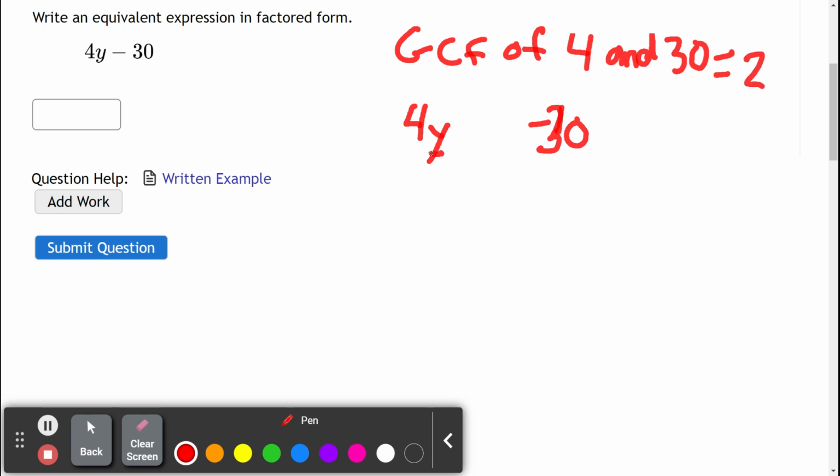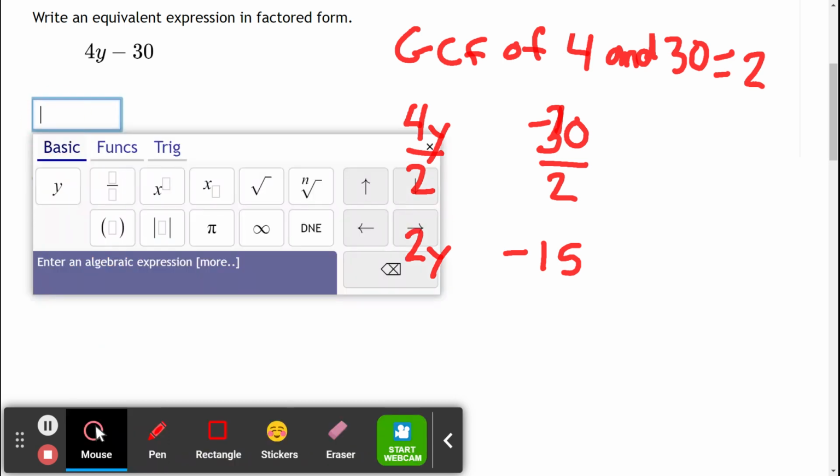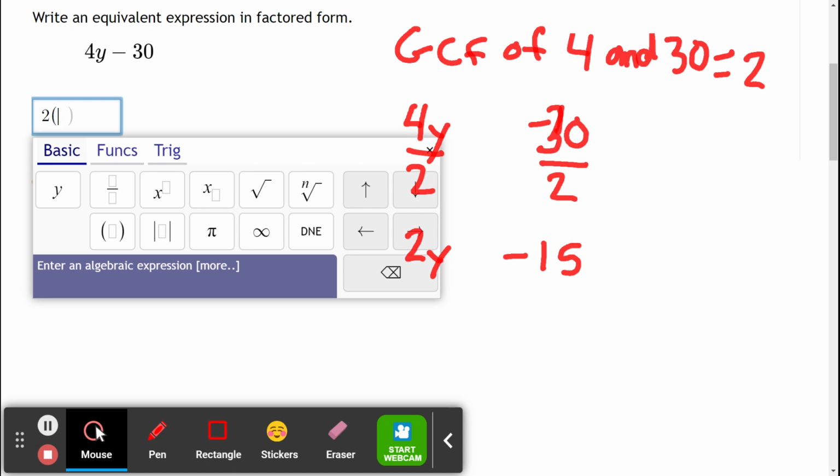So that's what we divide both of these by. We divide this by 2 and we divide this by 2. And 4y divided by 2 is 2y, and negative 30 divided by 2 is negative 15. And now we have all the parts that we need. We have 2, which is the GCF, goes outside the parentheses, and inside goes 2y minus 15. And that should be correct.